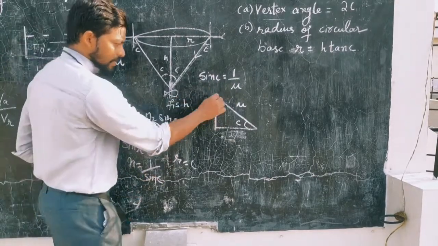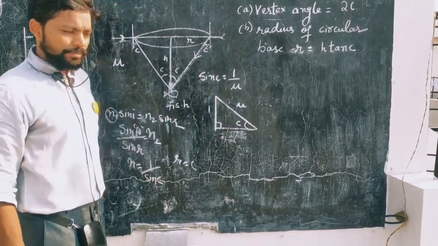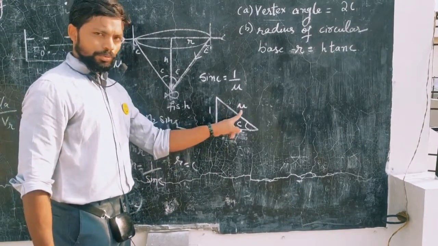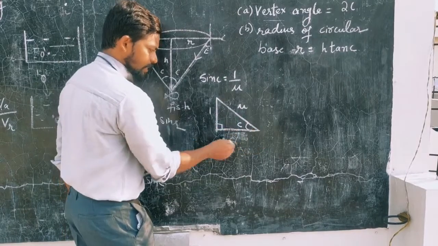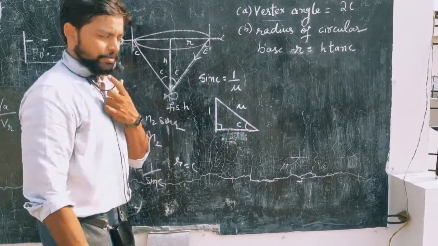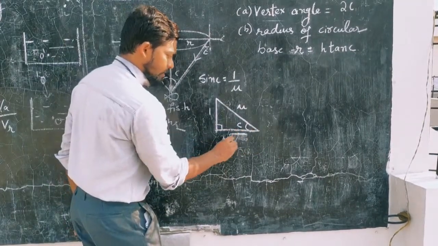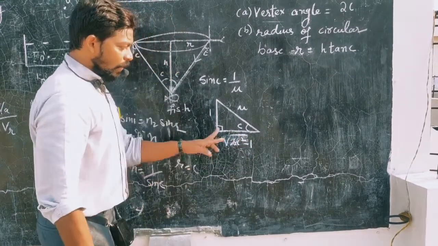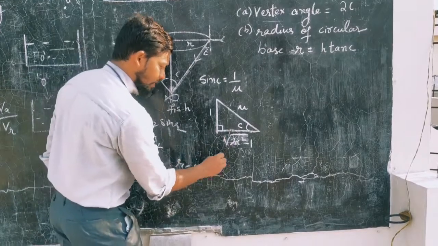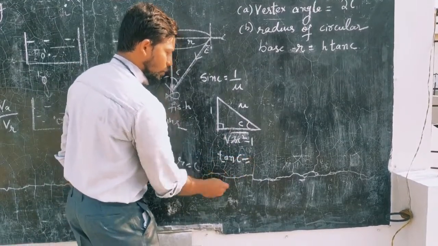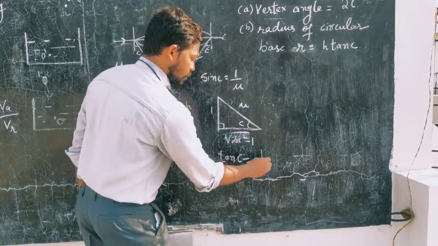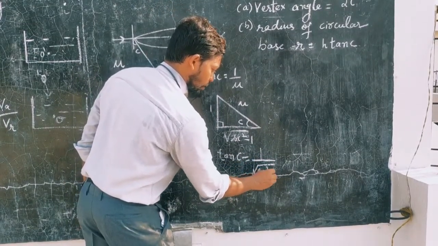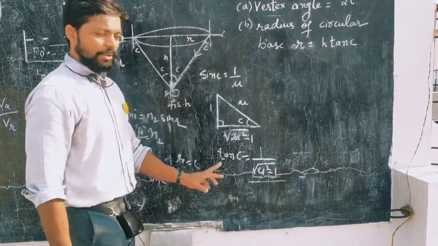So in that case, let us consider a right angle triangle. Sin C is equal to 1 by mu, opposite by hypotenuse. So we can get the adjacent using Pythagoras theorem. We can get the value of the adjacent side as square root of mu square minus 1. From this we can get tan C is equal to opposite by adjacent, that is 1 by square root of mu square minus 1. Now we got the tan C value.